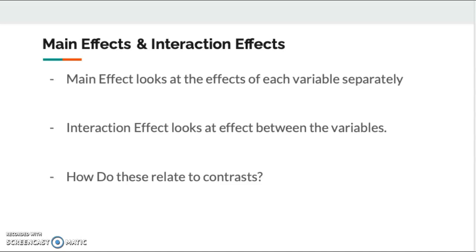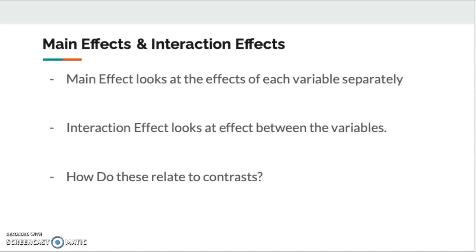Okay, so now we're going to look at what a main effect is and what an interaction effect is. So a main effect is going to look at how your variables in a study separately affect your dependent variable. And they're called your main variables because it's like what you're looking for in a study. So say in our previous example of a 2 by 2 factorial design, our main effects would be our two variables and how those affect a treatment mean.